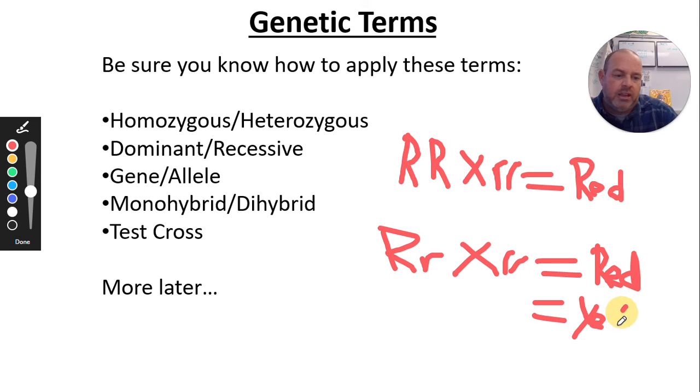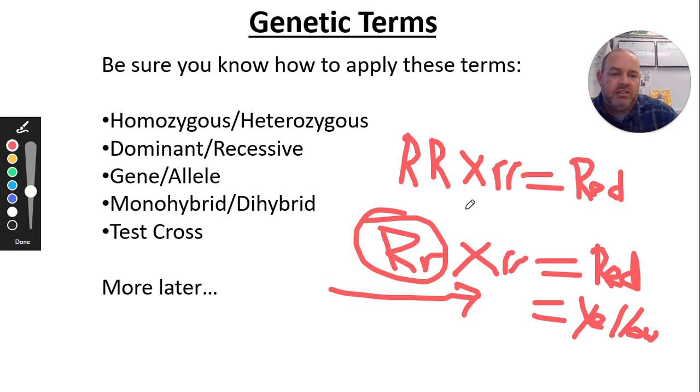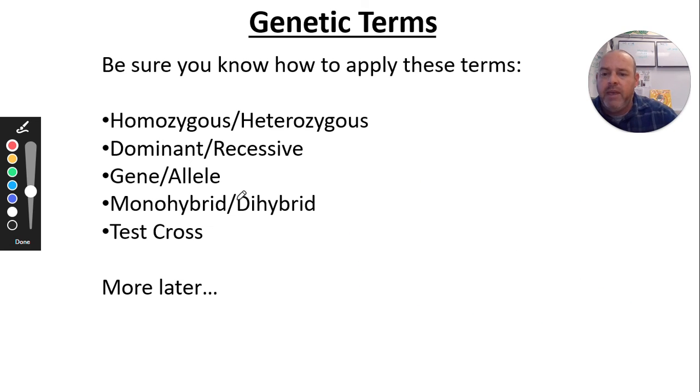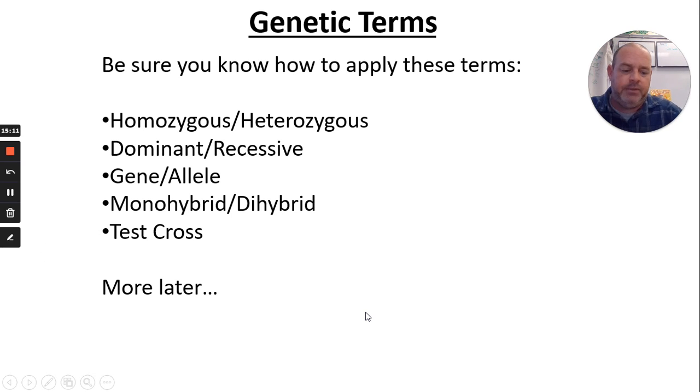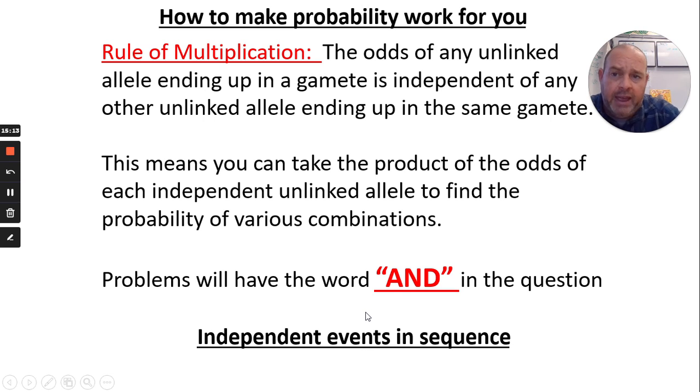I'll just call it yellow for now. And so I'll know by which colors I get. If I get a mix of colors, then I'll know my first tomato was this. If I always get red, I'll know my first tomato was big R, big R. So a test cross is using the homozygous recessive option to figure out whether you have a homozygous dominant or a heterozygous option.